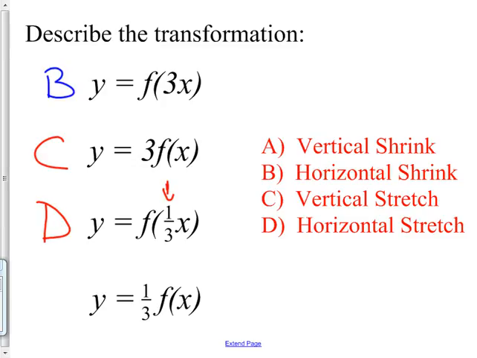And then the last one, by process of elimination, is A, but let's double check it. Vertical shrink, it's on the outside, so it's vertical. Shrink because it's a number smaller than 1. Very good. Who had it perfect from the beginning? All right, good. Moving on.